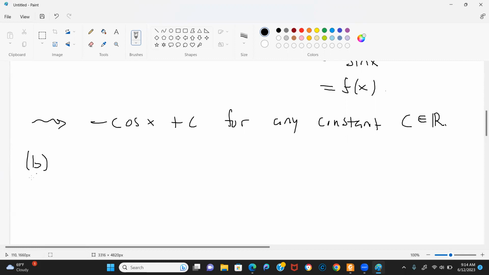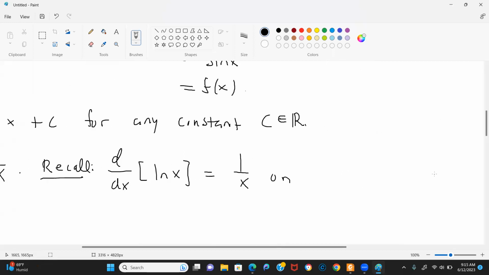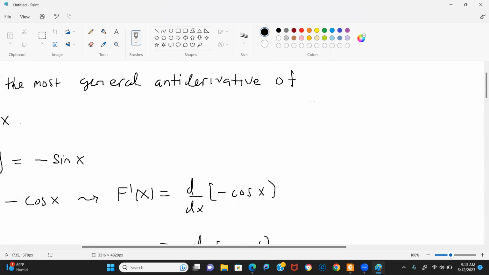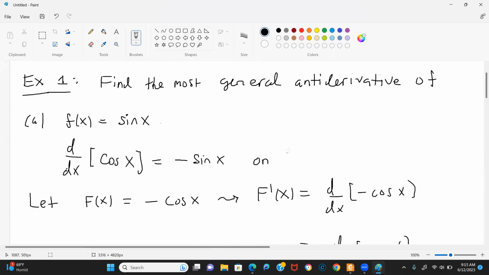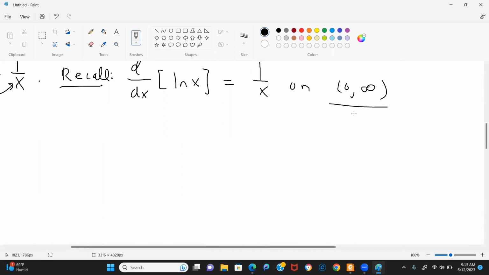Okay, what about b? So for b, we have f of x is equal to 1 over x. For this one, we need to find a function whose derivative equals that. If you don't remember your derivatives, you can consult a table, and if you look through that table, you'll see at least that the derivative of ln of x is equal to 1 over x, and that's of course on the interval. Yeah, it should be specifying the interval. This differentiation formula is only valid when x is in this interval right here.